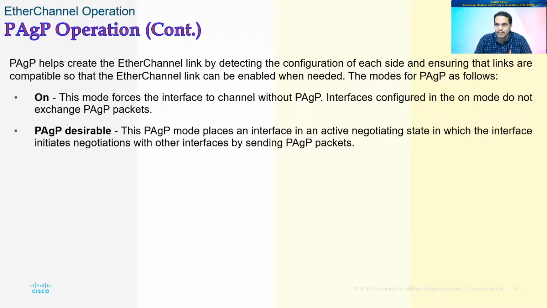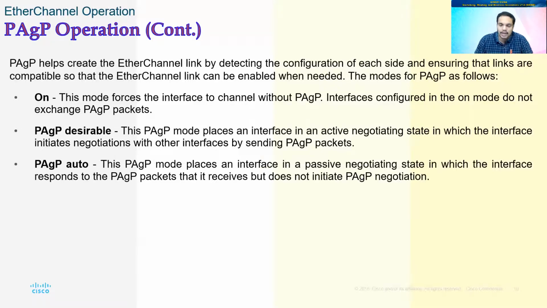Now, the second mode is PAGP desirable. This is an active negotiating state in which the interface initiates negotiations with other interfaces by sending PAGP packets. The third one is called PAGP auto. This PAGP mode places an interface in a passive negotiating state in which the interface responds to PAGP packets, but it does not initiate the PAGP negotiation.